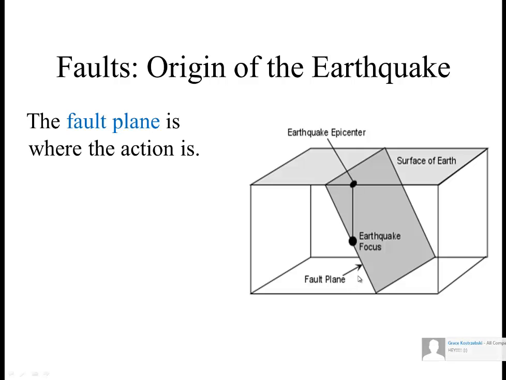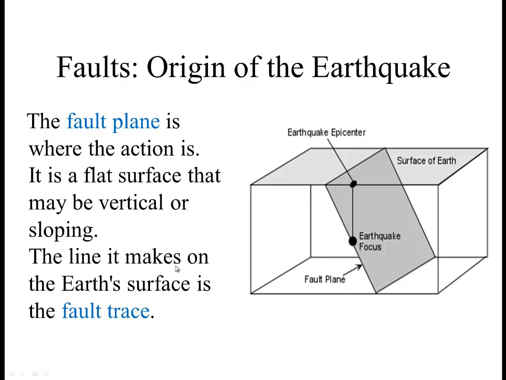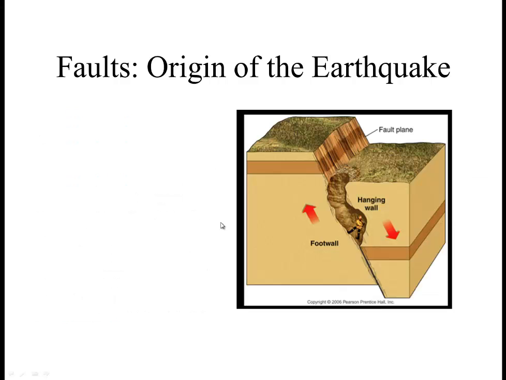The fault plane is where the action actually happens. It's along this location right there, and that's the earthquake. The flat surface may be vertical or sloping. It could be straight up and down in the case of a strike slip fault, or angled in the case of a reverse or a normal fault, which we'll talk about later on. And then we have the fault trace, the mark along the surface that shows the release of that energy. Origins of the earthquake.